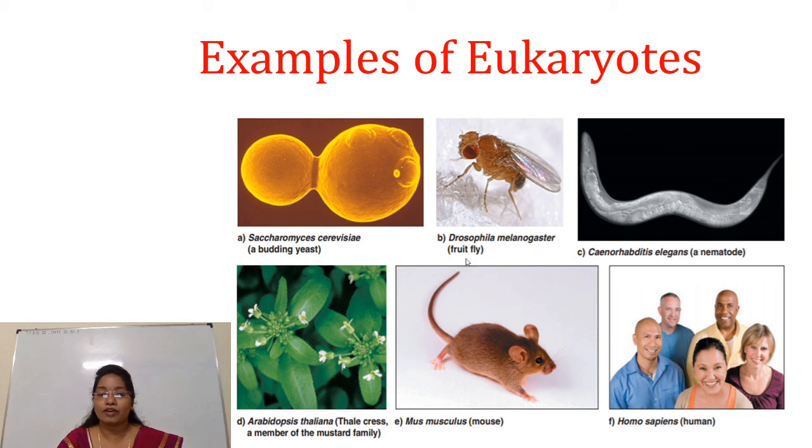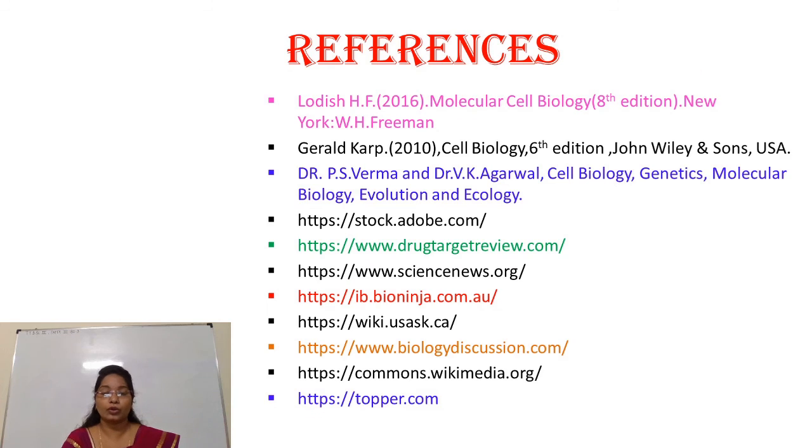This photograph is of the fruit fly, Drosophila. The third photograph is of the nematode, C. elegans. This photograph is of a plant, Arabidopsis. This is mice, and these are human beings, Homo sapiens. So these are certain examples of eukaryotic organisms. These are certain references.